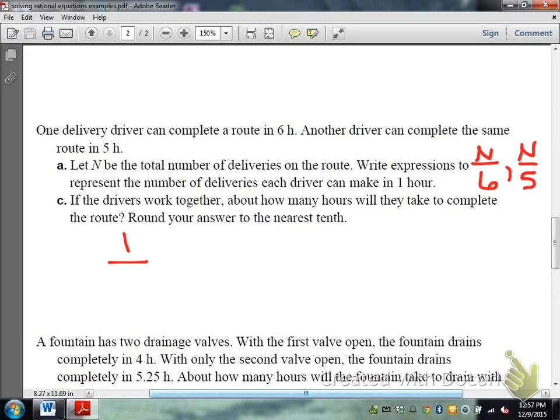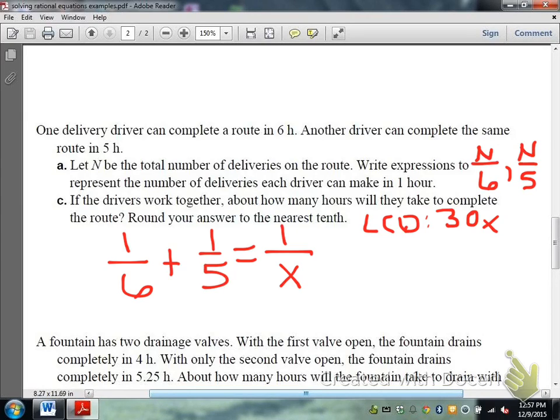They're going to complete one route. First driver takes 6 hours, so his rate is one route in 6 hours. The second driver is one route in 5 hours. How long does it take them to do one route together? Would you find a common denominator? I would. What is that LCD? 30x. Very good.